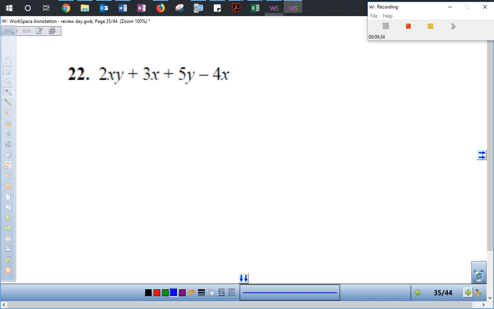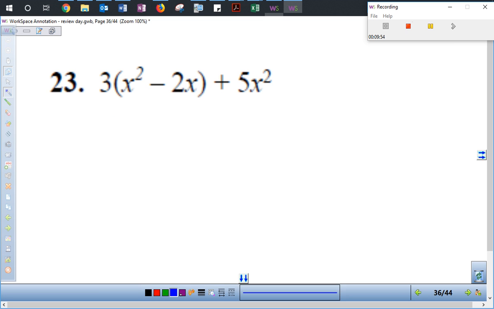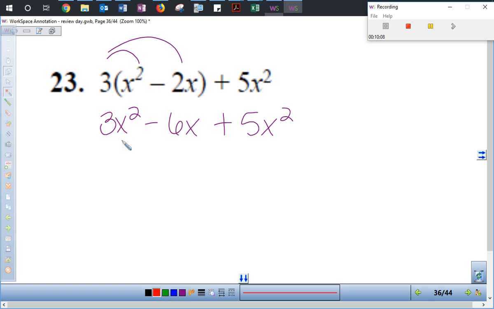Now just a reminder, to combine like terms, you must have the exact same variable raised to the exact same exponent. So I would start with 2xy, which cannot simplify with anything. I have a 3x and a negative 4x, so minus 1x, and left with plus 5y. 23, pause the video. Here, first we need to distribute, so 3 times x squared is 3x squared. 3 times negative 2x is negative 6x, and bring down that 5x squared. Then we can combine like terms, so 3x squared and 5x squared is 8x squared, and I'm left with minus 6x.